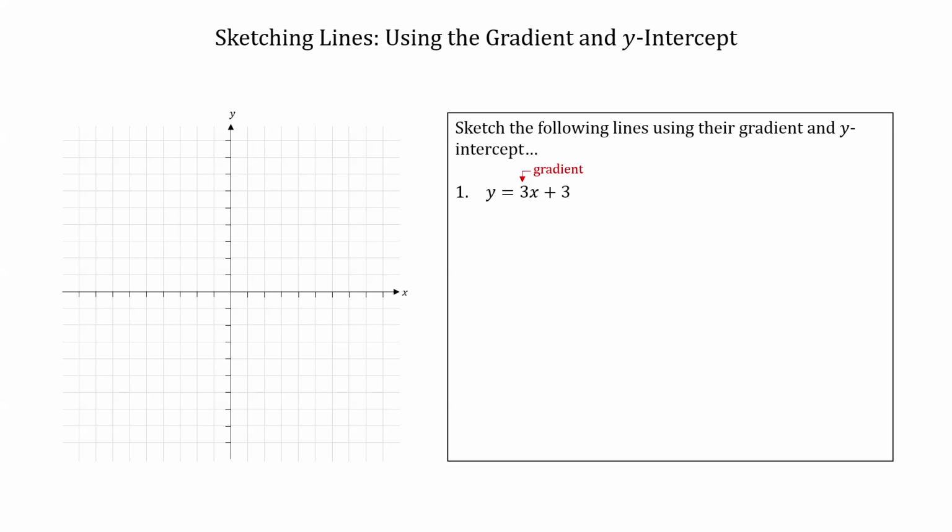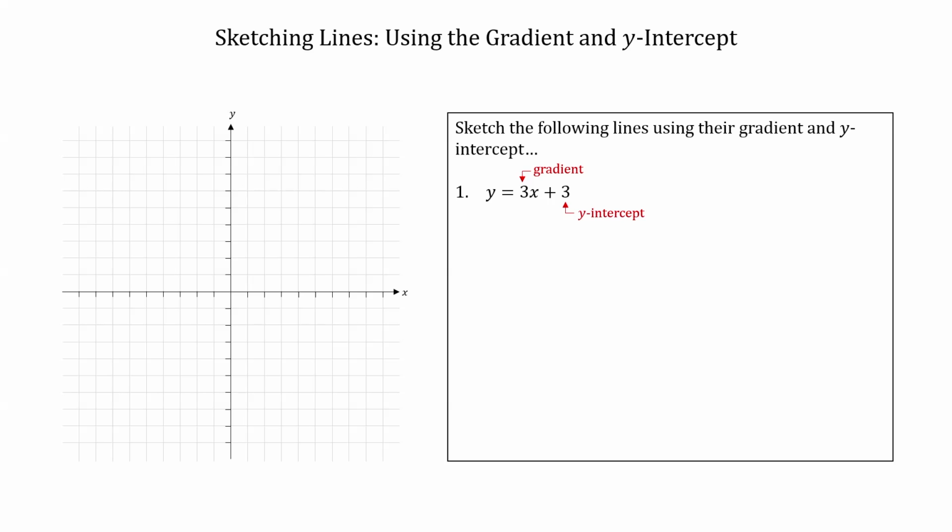Remember, the gradient is this number here in front of the x. And the gradient tells us how much y changes by when we increase x by 1. And this number here being added on is the y-intercept. This tells us where the line crosses the y-axis. So these two numbers together will allow us to quickly sketch the line.